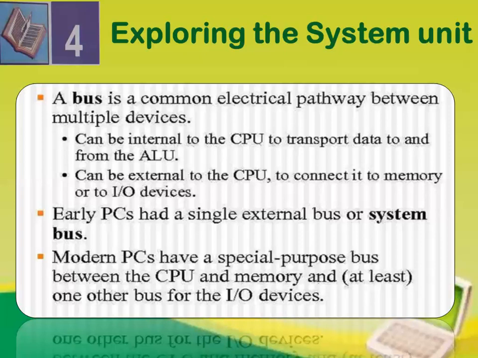Early PCs had a single external bus or a system bus. Modern PCs have a special purpose bus between the CPU and memory, and at least one other bus for the IO devices.